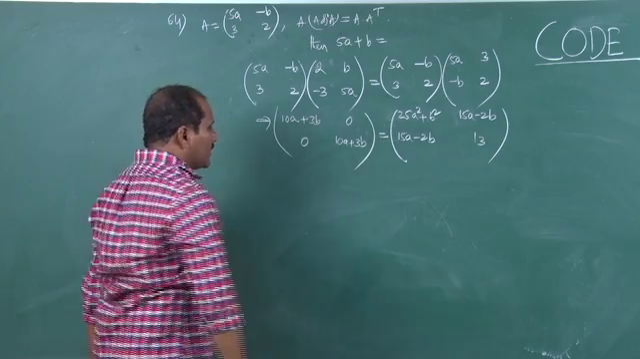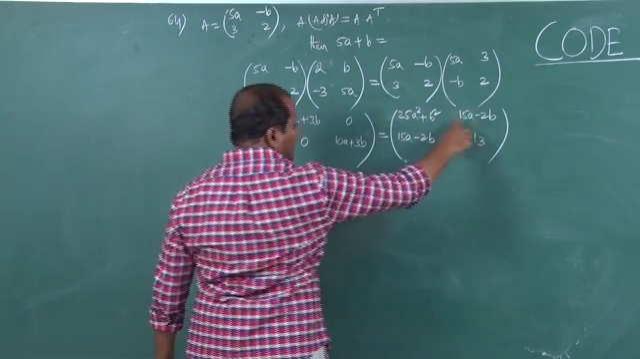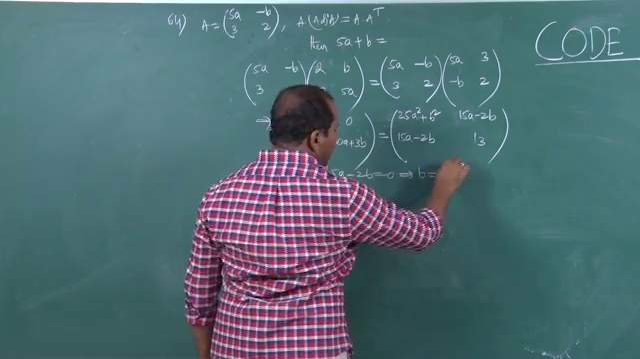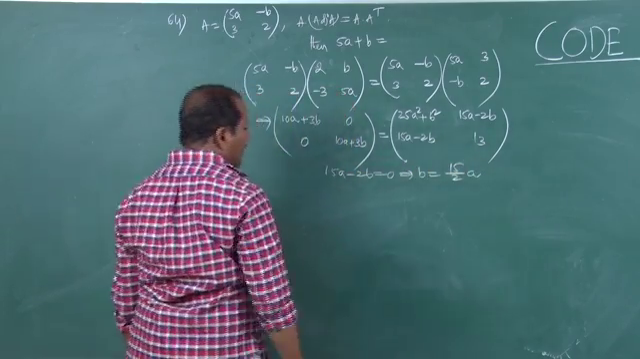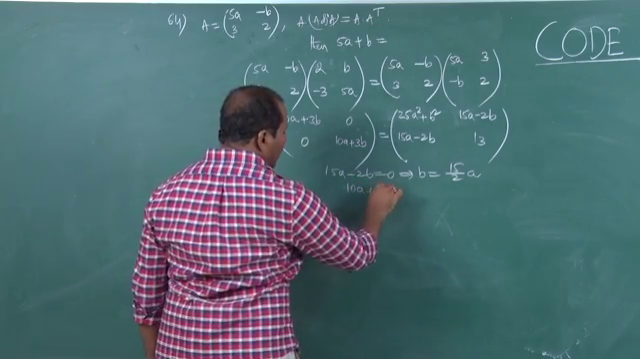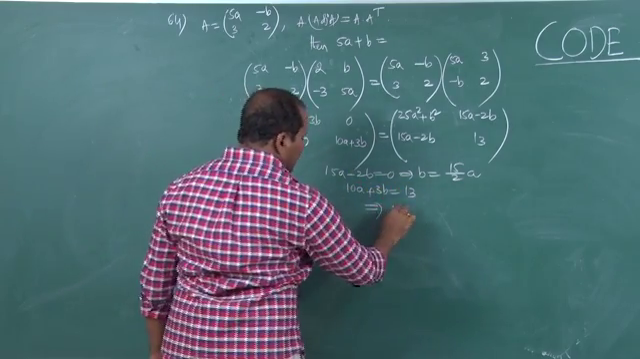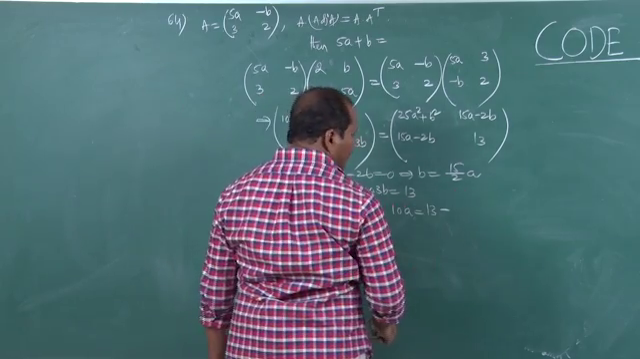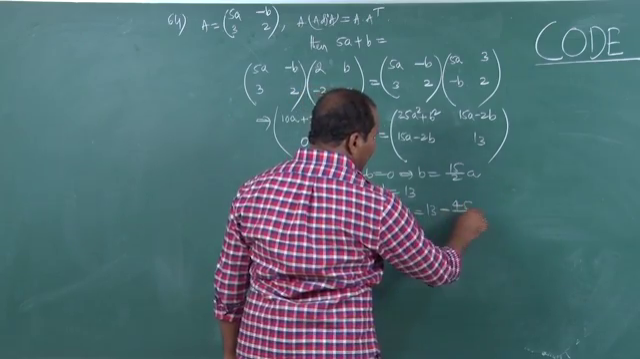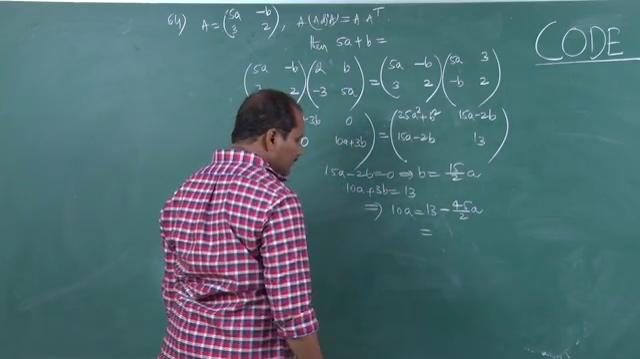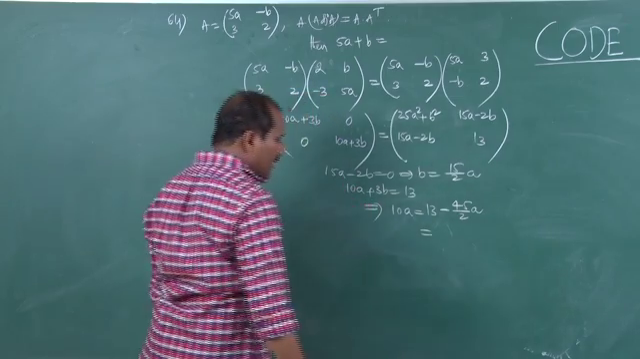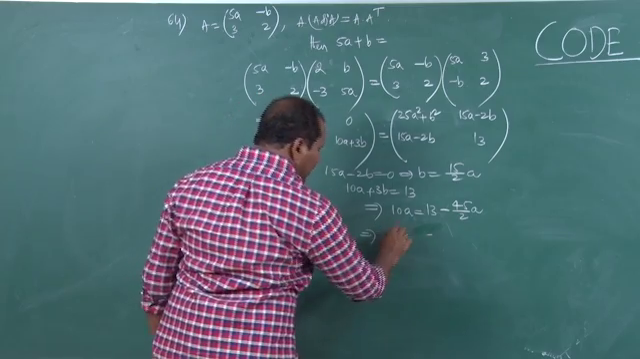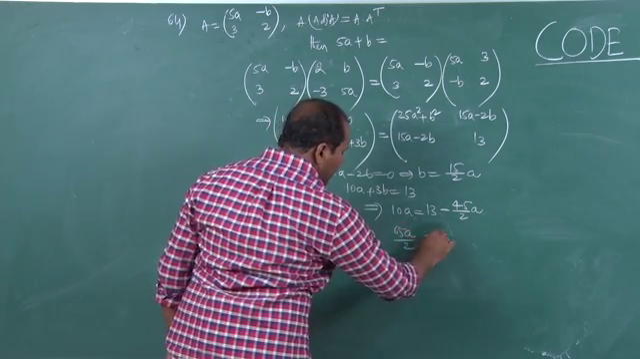By comparing both sides, the simple condition is 15a minus 2b equal to 0, which implies b equal to 15 by 2 a. And again 10a plus 3b equal to 13 implies 10a equal to 13 minus 3b. Since b is 15 by 2 a, 3b is 45 by 2 into a, so 10a equals 13 minus 45 by 2 a. When 45 by 2 a comes to the left-hand side, it becomes 20a plus 45a, 65a by 2.